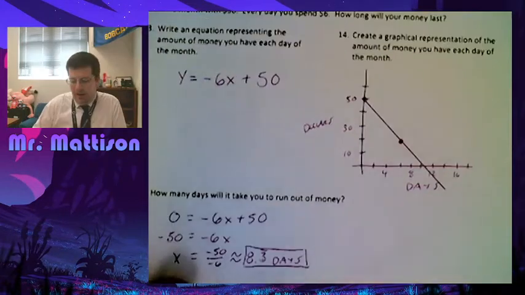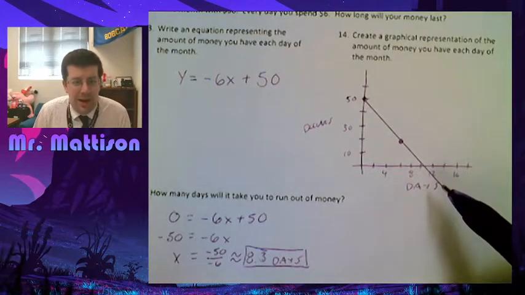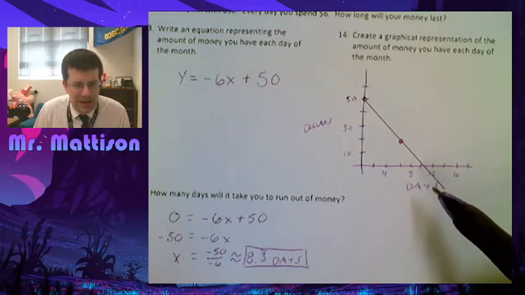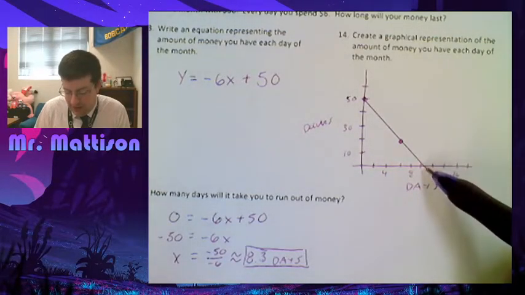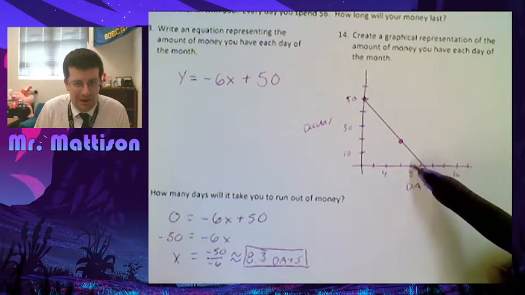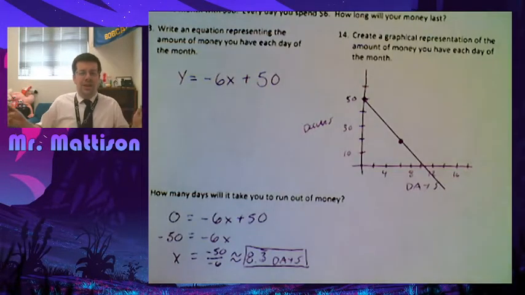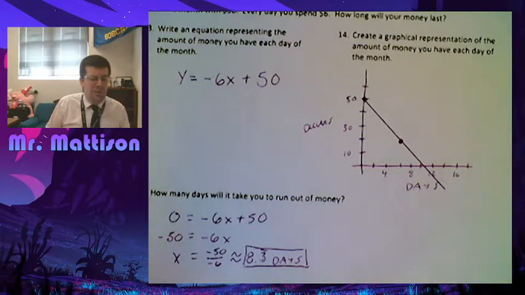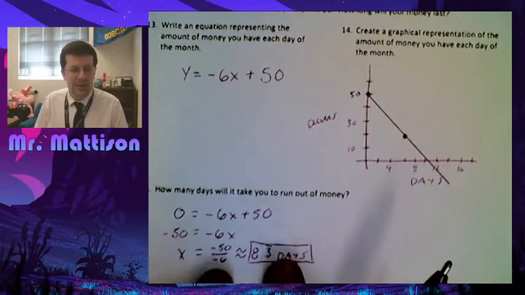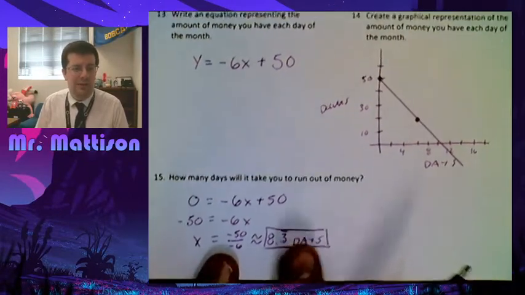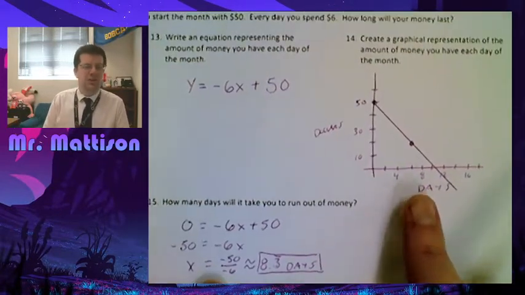Now, my graphs are not perfect at all, which any hand-done graph isn't going to be. So it's like mine showing, hey, I'm going to run out at a little after day 10, where it should be crossing here. But again, if your scales aren't perfect, it's never going to be a perfect graph. So don't worry about that. That's why you want to do this algebraically, unless you have a graphing utility for doing that.